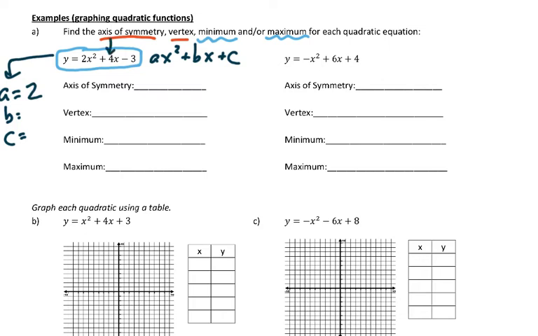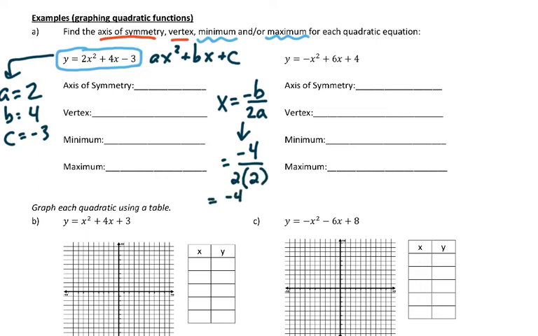The b here in front of the x is a 4. And the c all the way at the end with the minus sign is a -3. Great, let's get going. Remember our famous formula to find the axis of symmetry is -b over 2 times the a value. Here, b is 4, so I'll put -4 over 2 times your a value, and a over there was 2.